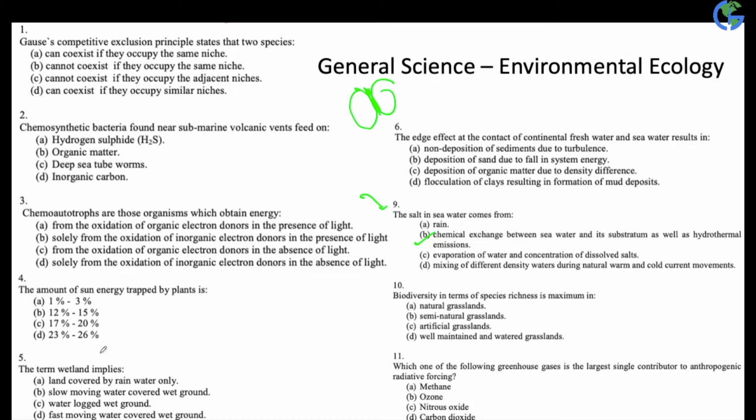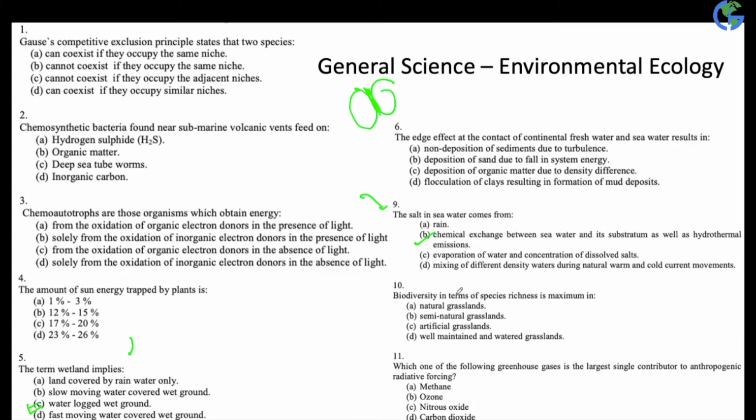The term wetland implies land covered by rainwater only, slow moving water covered wet ground, waterlogged. So waterlogged is that. Flowing water does not make a wetland. Now biodiversity, the species richness is maximum.